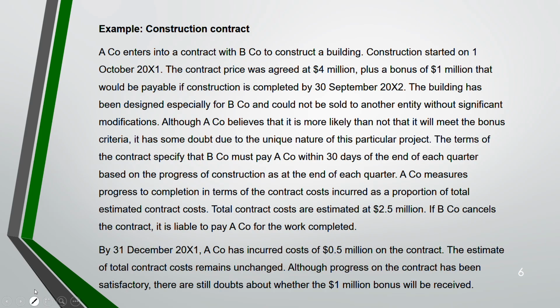So by 31st December, A has incurred cost of 0.5. So the estimate of the total cost will remain unchanged here for the contract. Although the progress on the contract has been satisfactory, there is still doubt whether that 1 million bonus will be received or not.